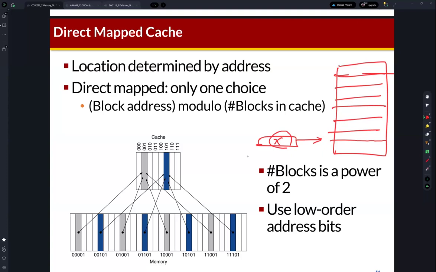So this is called the cache mapping scheme. We need to select the location of this data in a cache, so we can apply some different cache mapping schemes. But this time, we will learn about the direct mapped cache.